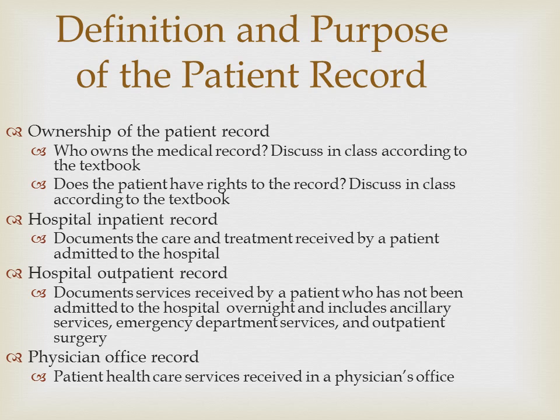A hospital outpatient record is that record that documents any information, care, and treatment given to a patient that was done outside of the hospital. So let's say the patient went through the emergency room, or the patient had outpatient surgery done. Or let's say, for instance, the patient was kept for observation overnight. Any of those type of services that were given to the patient, those things are documented in what we call a hospital outpatient record.